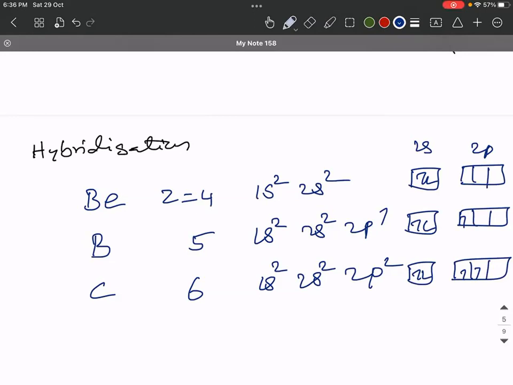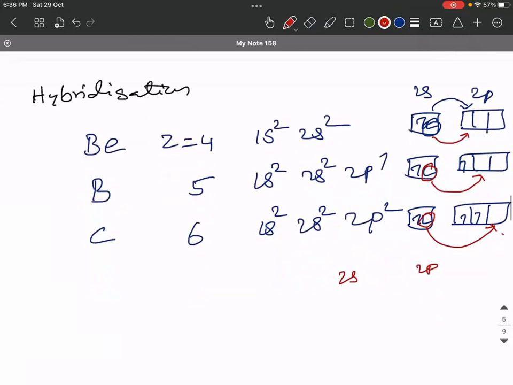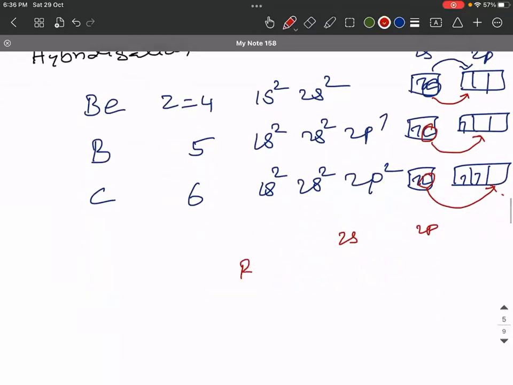They said that 2s and 2p orbitals have nearly the same energy. So an electron can be excited very easily from 2s to 2p when the atoms approach. One electron gets excited here, and the same way in boron and in carbon. Now, if excited, what will you get? 2s and 2p for beryllium, boron, and carbon.